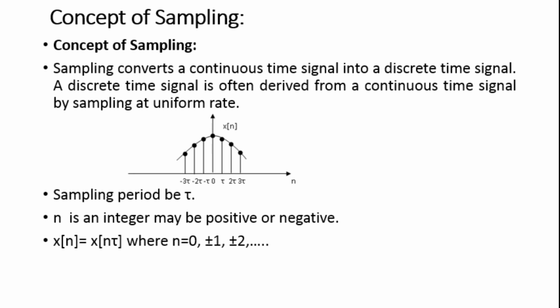In the above given figure, we can say the sampling period is tau and n is an integer, may be positive or negative, and x[n] is equal to x(n tau), where n is equal to 0, plus or minus 1, plus or minus 2, plus or minus 3, and so on.